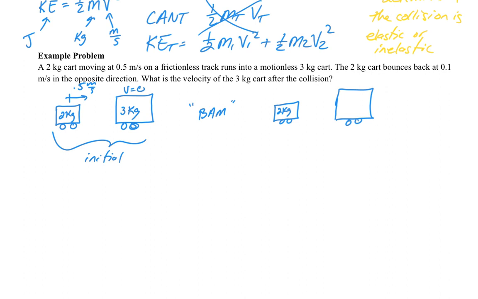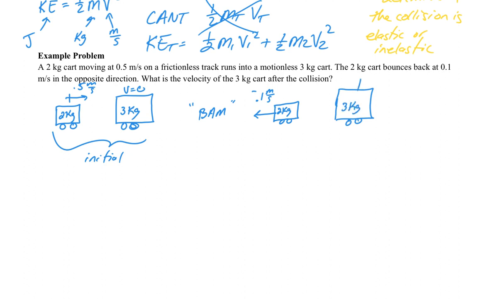And the problem says the 2 kilogram cart bounces back at 0.1 meters per second in the opposite direction. That means it was going to the right, now it's going to the left. And its velocity now, you're probably going to want to put 0.1 meters per second. But remember the signs. Since it's going backwards, it's got to have a negative velocity now. Still have my 3 kilogram cart.